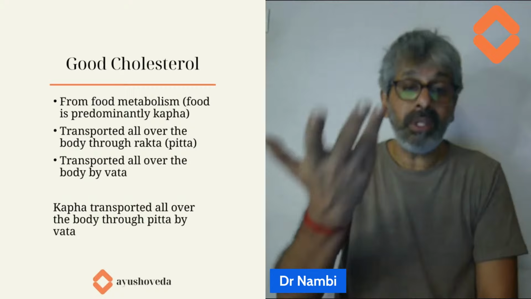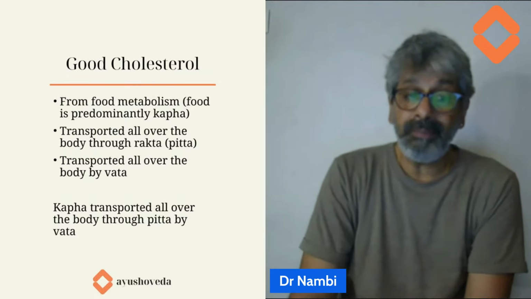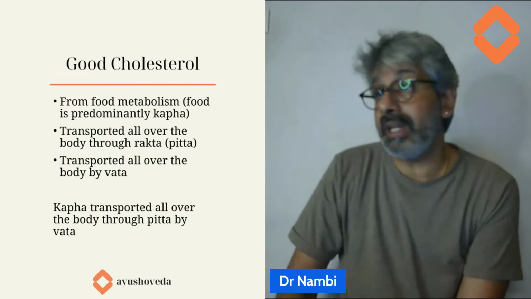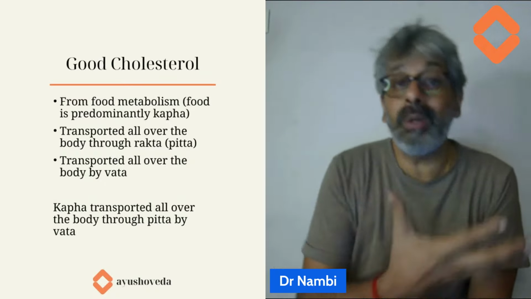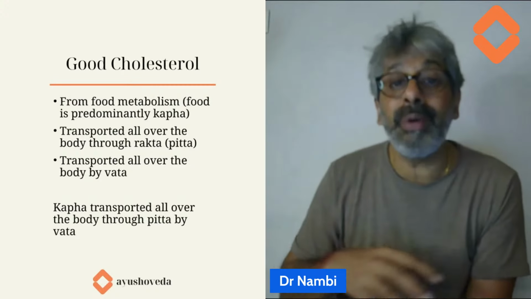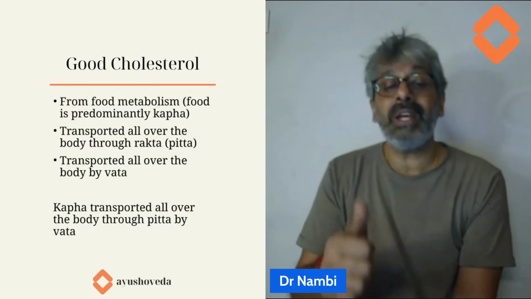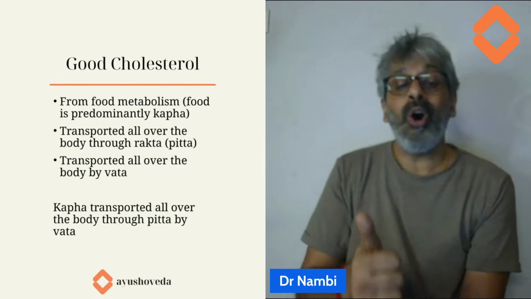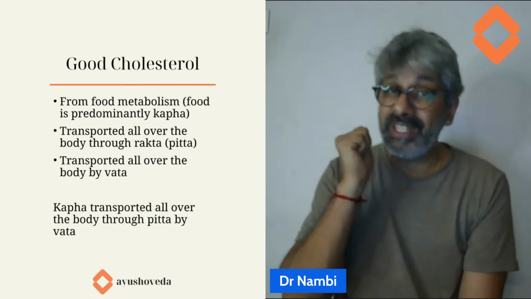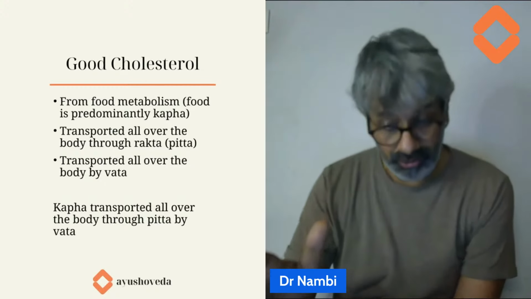Now, good cholesterol. Where does it come from? It comes from food metabolism. Food is predominantly Kapha. It gets transported all over the body through the blood, and blood is Pitta. The movement is basically Vata. So the bottom line is Kapha is being transported all over the body through Pitta, that is blood, by Vata. So it is basically Vata, Pitta, and Kapha imbalance that creates cholesterol.